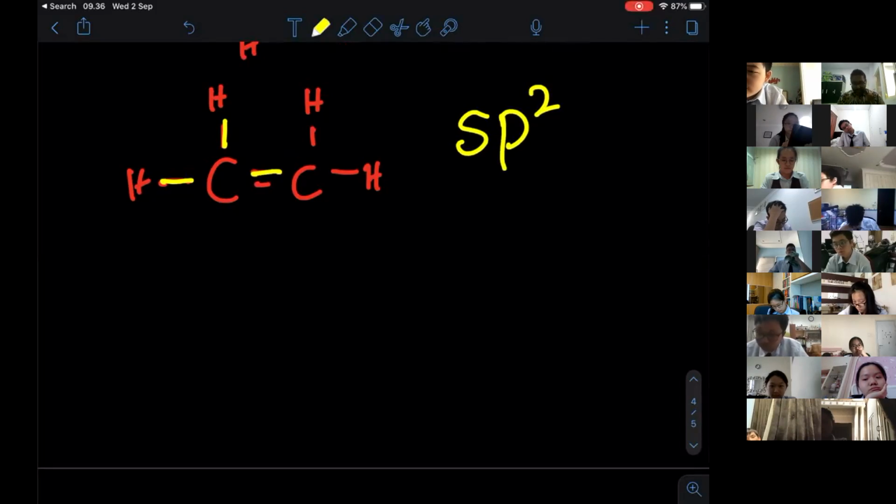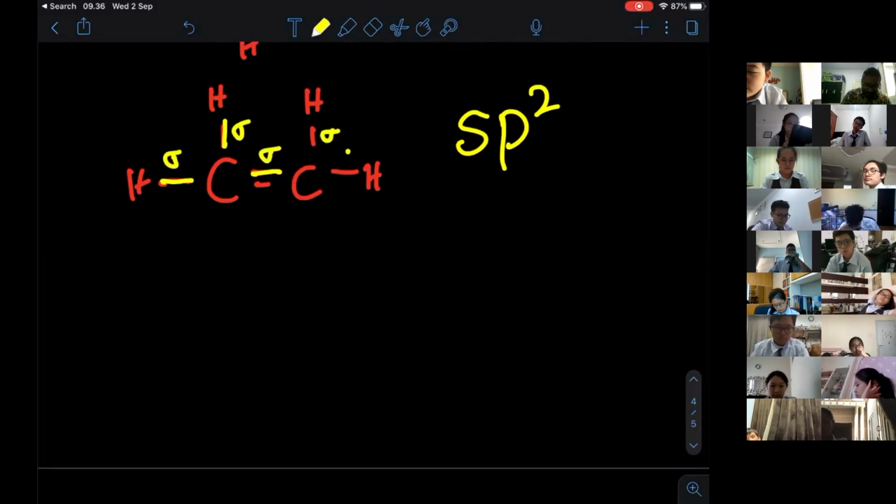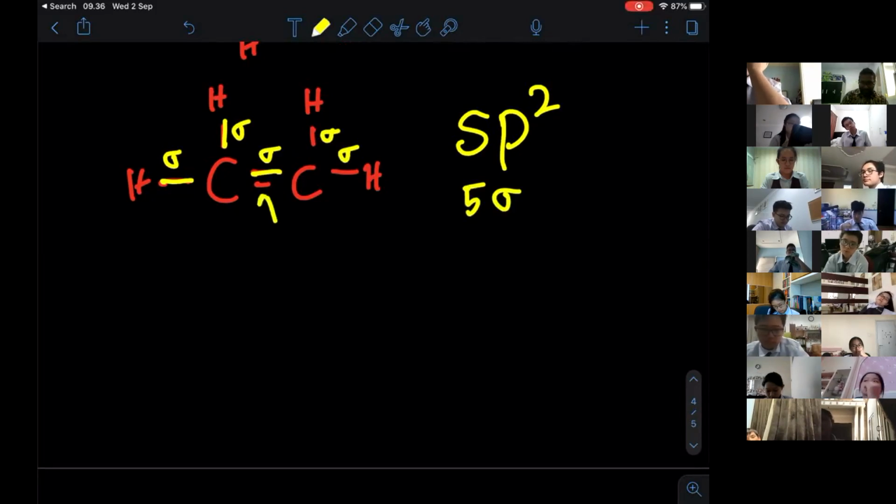So when you have that, how many sigma bonds are we having? You will have 1, 2, 3, 4, 5, so 5 sigma bonds. And how many pi bonds are we going to have? Only 1 pi bond.